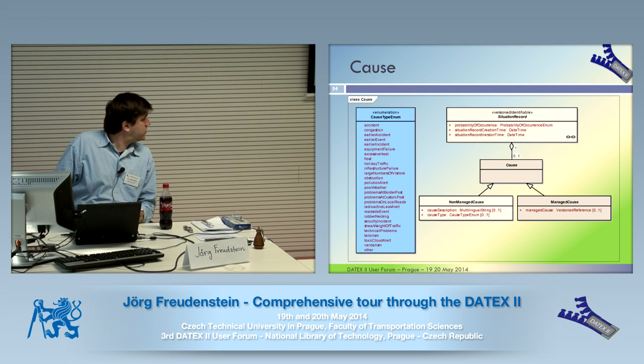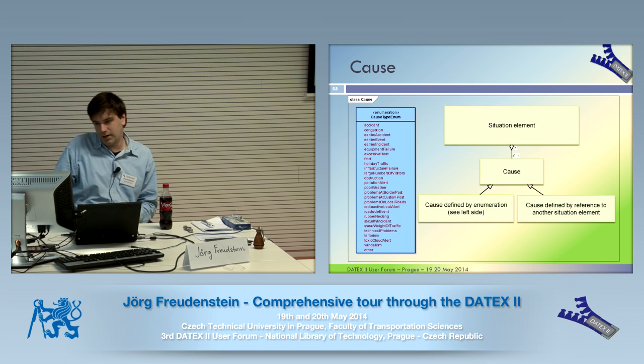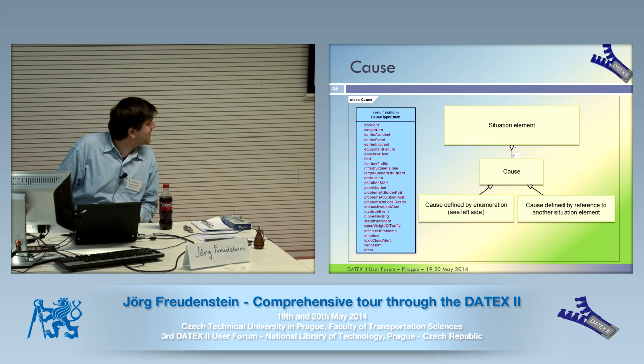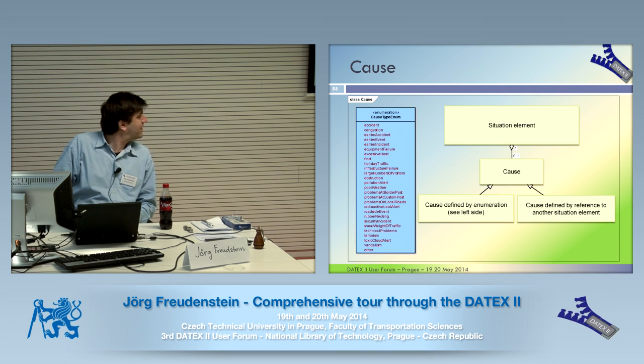The other possibility to express a cause is to use a managed cause and to say, I make a version reference on another situation record, maybe some accident which happened before and we already have information about it, then I can reference it here. Okay, I always forget, but I made it a little bit nicer.